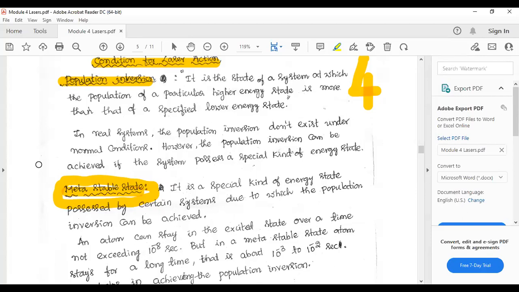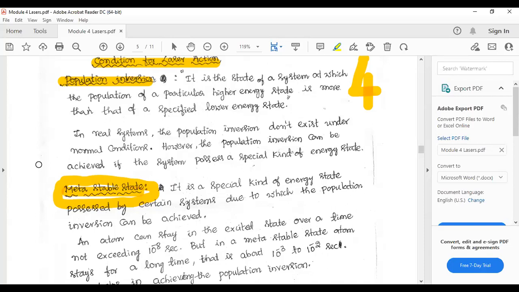I hope you remember what stimulated emission is. Stimulated emission is the process in which we make use of a photon to bring the atom from the excited state to the ground state. To do that we require time, and the ordinary excited level is very short lived, of the order of 10 power minus 9 second, so we cannot achieve stimulated emission.